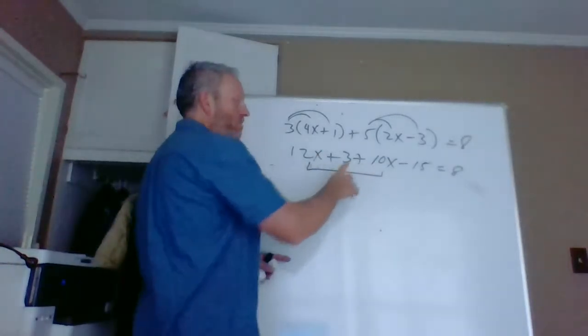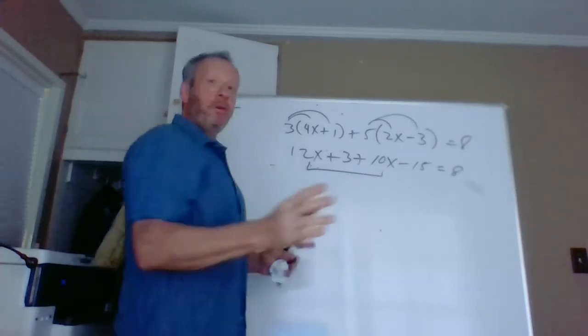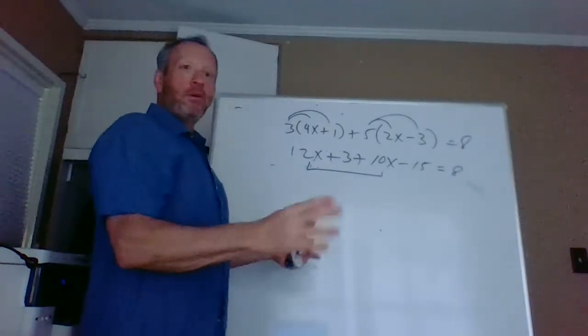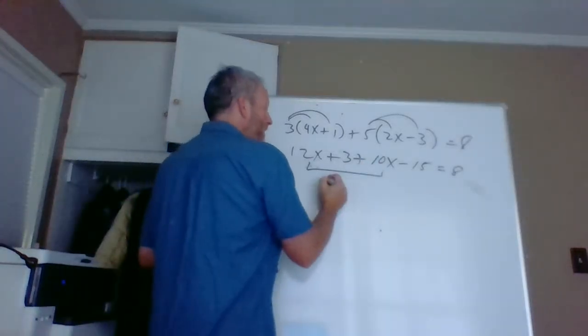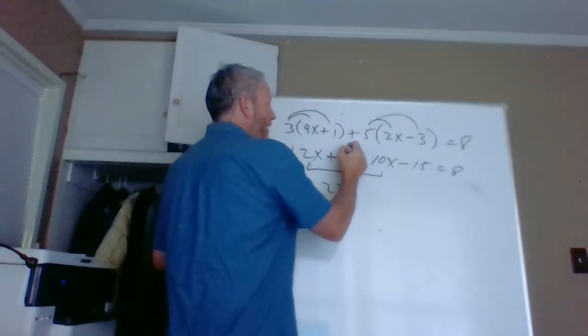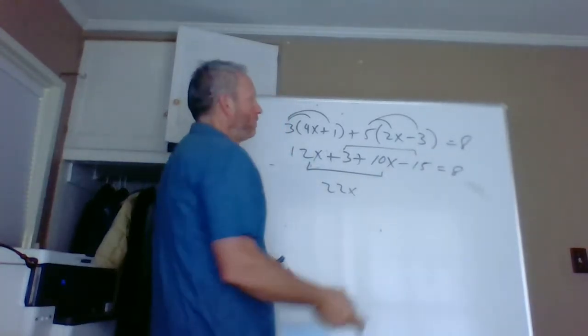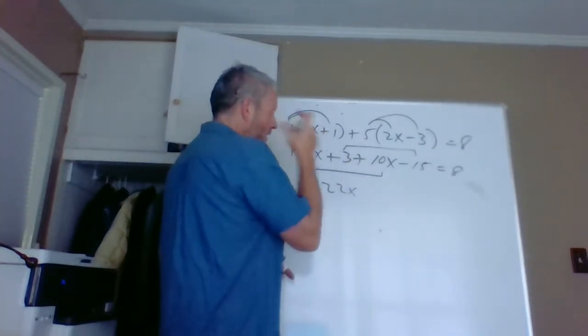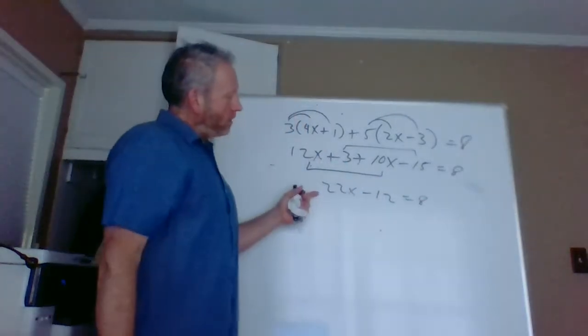Do you have to make this? Not at all. By no means do you have to do that. You don't have to do anything. Or you can come up with your own method of grouping like terms. But 12x plus 10x, 22x, and 3 minus 15, these are just plain numbers. 3 minus 15 is negative 12. And then here we go again.